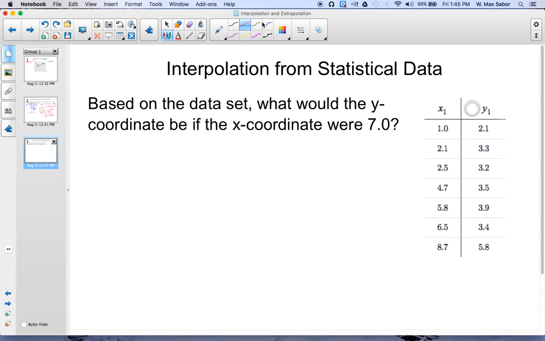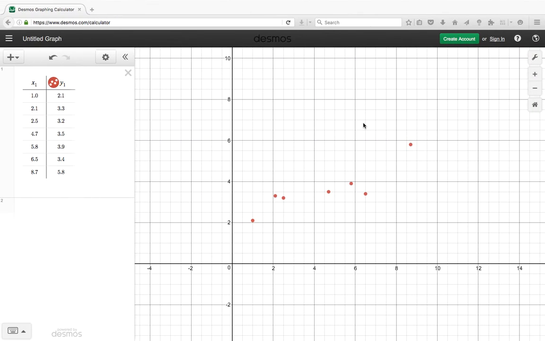The different way to do this, if we are given real data that is not always a perfect linear pattern, is that we are going to have to use a statistical regression. So based on the data set, what would the y-coordinate be if the x-coordinate were 7.0? I have taken that data and plotted it over here on Desmos. So here's the data set. You can clearly see that it's not linear.